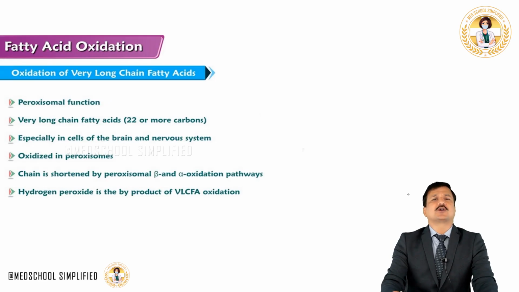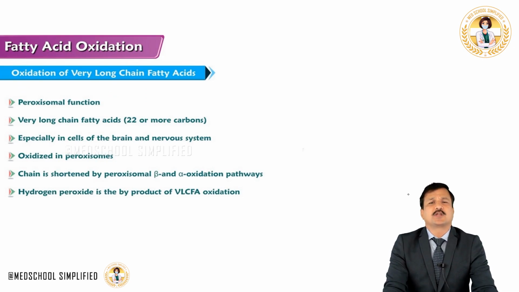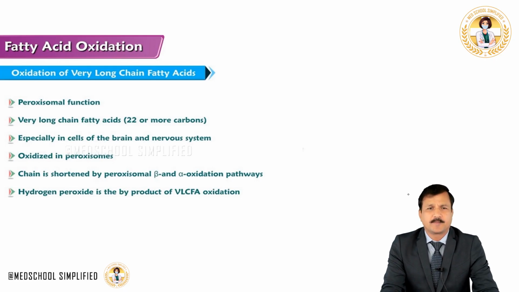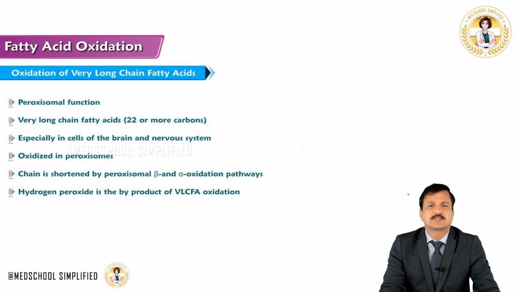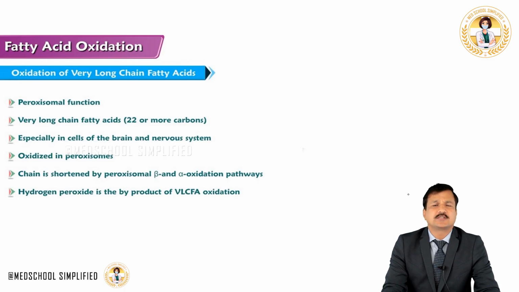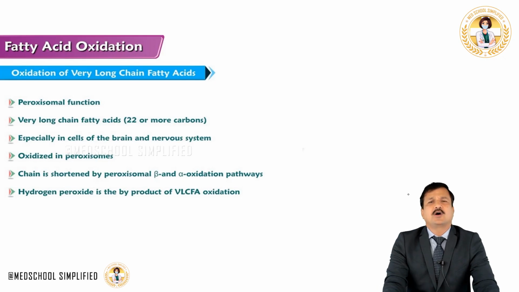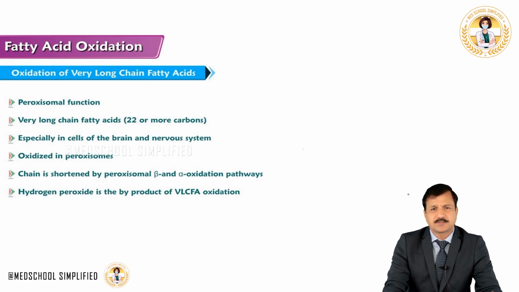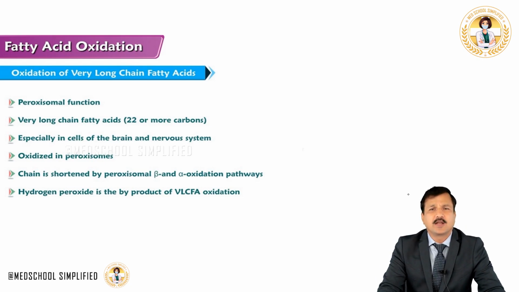Now let's move on to see oxidation of very long chain fatty acids. Our diet contains some proportion of very long chain fatty acids, which have 22 or more carbons. Also, very long chain fatty acids are synthesized in our brain cells and neurons by an elongation process, because these are required for sphingolipid formation, myelin synthesis and all that. Oxidation of very long chain fatty acids goes on in two subcellular organelles: one is the peroxisome and the other is the mitochondrial matrix.